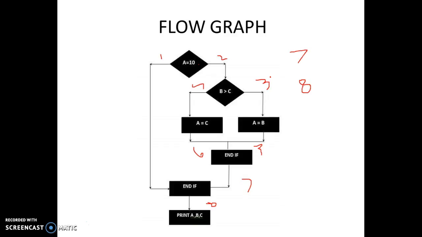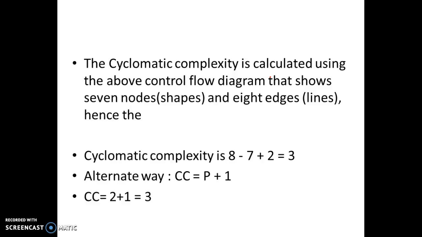Now as we are aware of how many nodes there are, 7, and how many edges there are, 8, I would like to put these values in the formula, and I get that cyclomatic complexity is equal to 3. So cyclomatic complexity is calculated using the above control flow diagram, which shows 7 nodes and 8 edges, and we get cyclomatic complexity equal to 3.